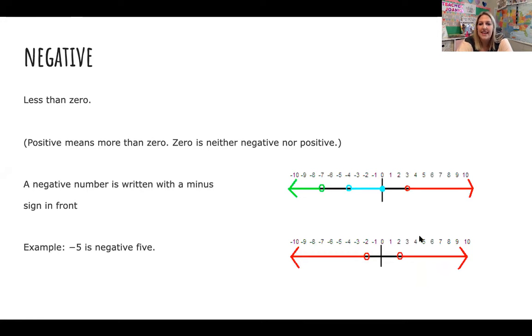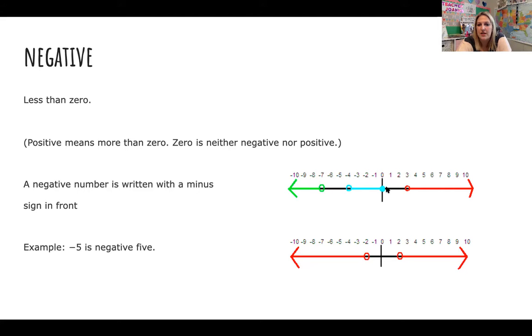Okay, negative is less than 0. So if we're looking at that number line with the starting number being 0, 0 is our starting point. Anything to the left of that number line is less than 0, right? So 0 is not negative or positive, but anything to the left of that number line is less than the value of 0. A negative number is written with a minus sign in front of it.